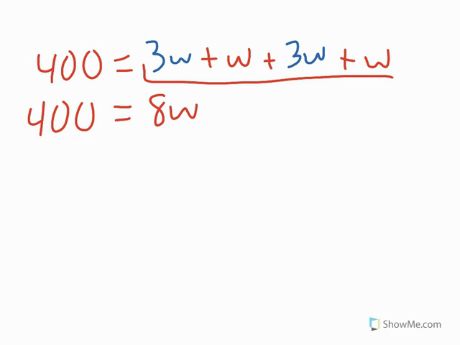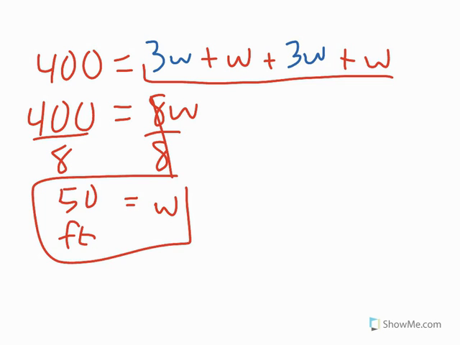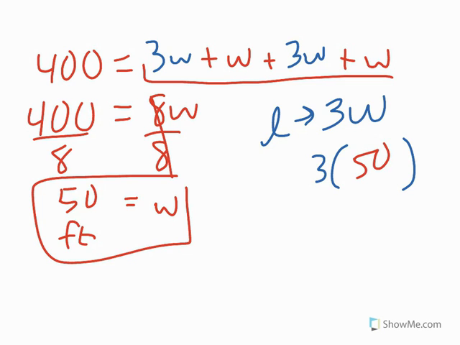To finish solving this equation, we do the inverse of the multiplication by 8, which is division by 8. The 8's divide out to 1, and we get that 400 divided by 8 is 50. Now 50 feet represents the width. To find the length, you have to remember that the length was represented by the expression 3 times W. So the length is going to be 3 times the amount of the width. The amount of the width was 50. The length comes out to be then 150 feet.